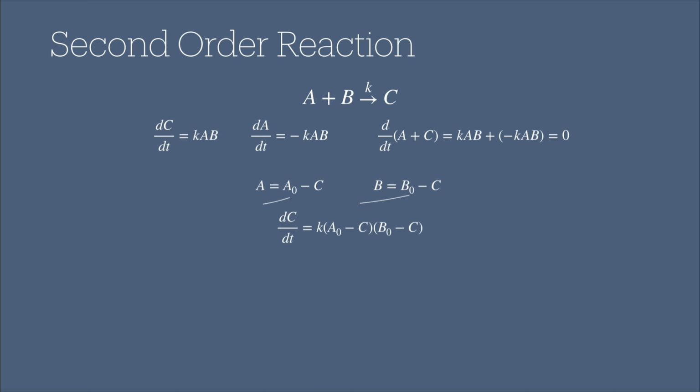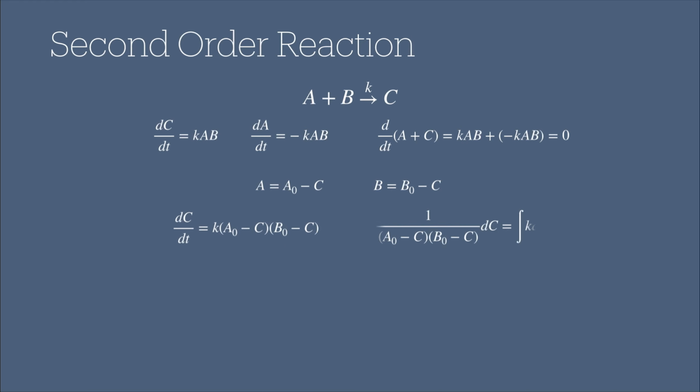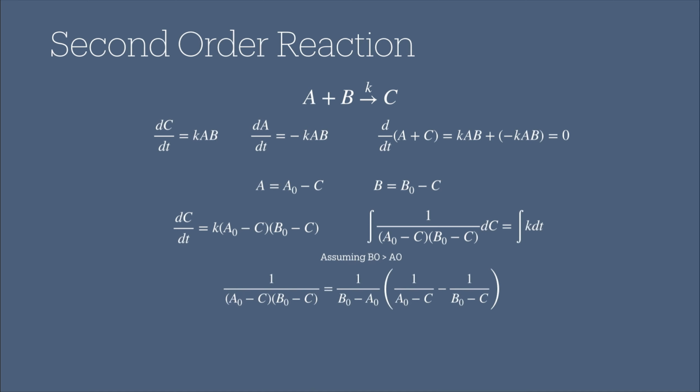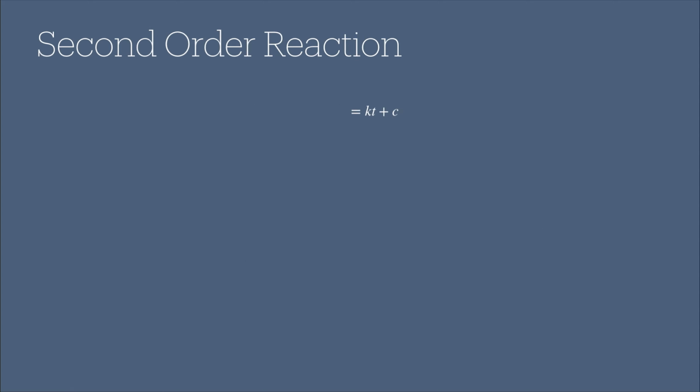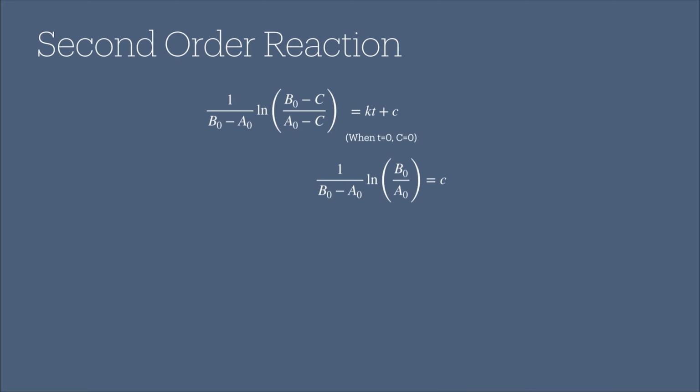The fraction on the left is difficult to integrate in its current form, so we express it in partial fractions. Assuming that you're familiar with this method, I'll directly display the result. Here I am assuming that B naught is larger than A naught. Substituting this result back into the integral gives us an expression that is easy to integrate. By using the quotient rule for logarithms, the expression on the left can be rewritten into 1 logarithm. Assuming that there is no product formed at t equals 0, we obtain the value of the constant C.